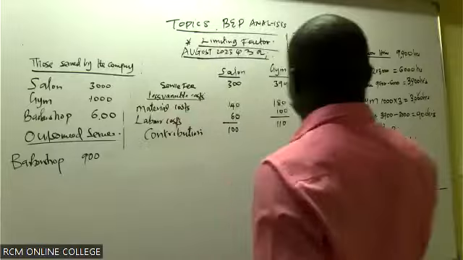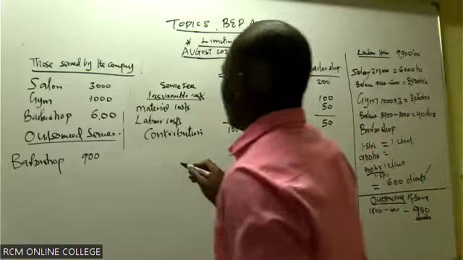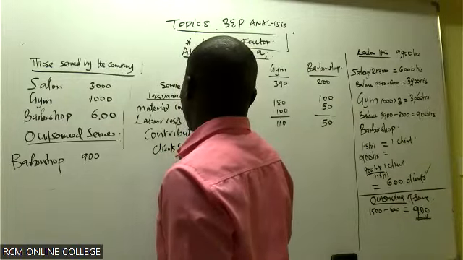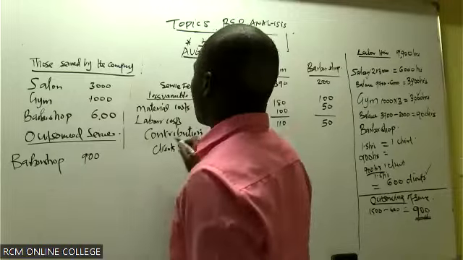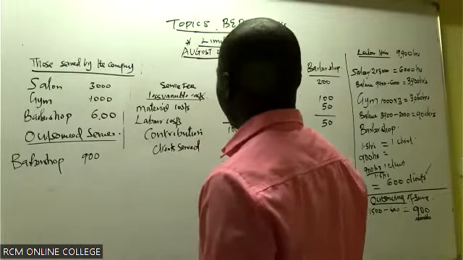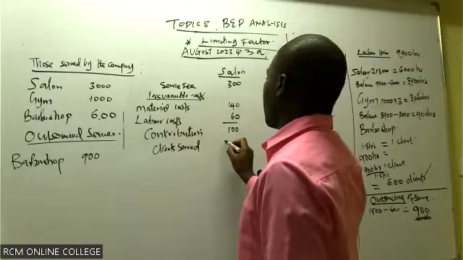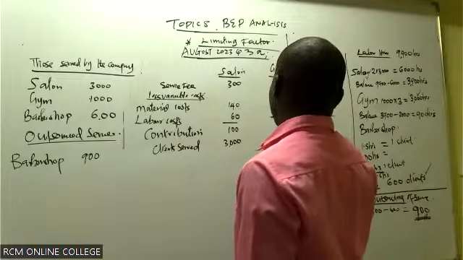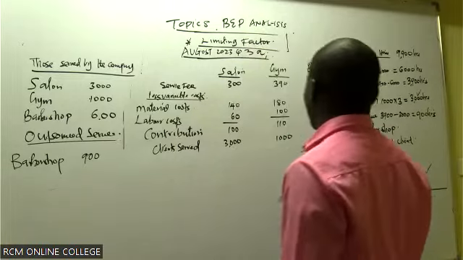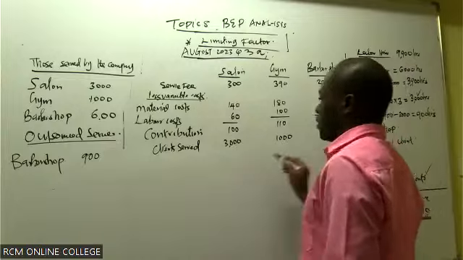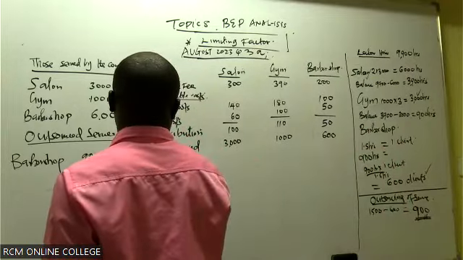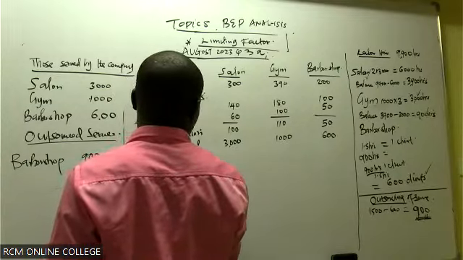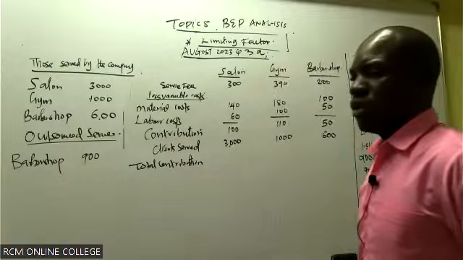After copying everything, what do I do? I only need to give here clients served or units produced. So the clients served, under salon, I'm going to serve 3,000. Under gym, I'm going to serve 1,000. Under barber shop, I'm going to serve 600. See, I'm now able to get total contribution.